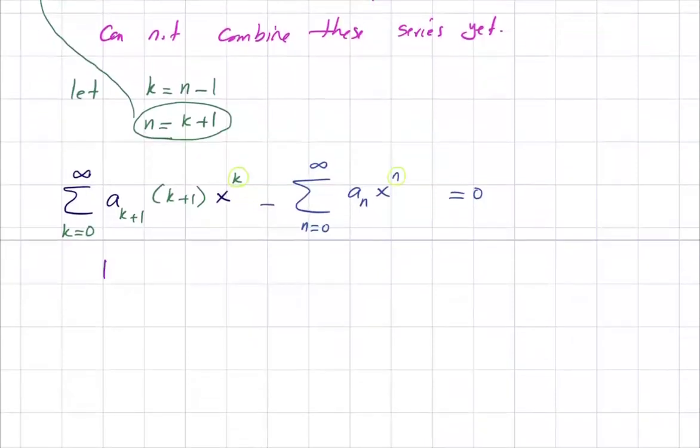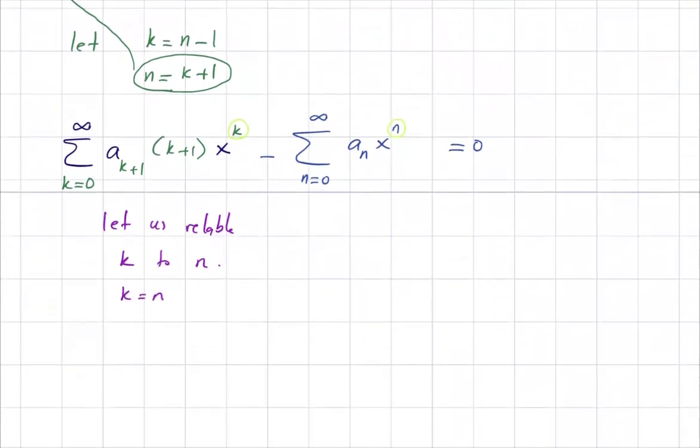Let us relabel k to n. So wherever you see k, just write down n. Your first series becomes the summation of a sub n plus 1 times n plus 1, x to the power n, as easy as that. And now n starts from 0, goes to infinity.